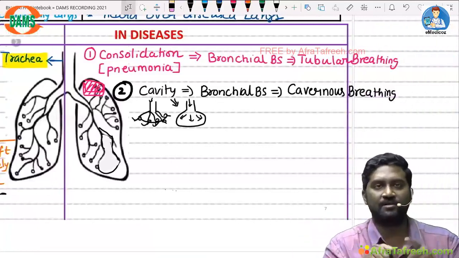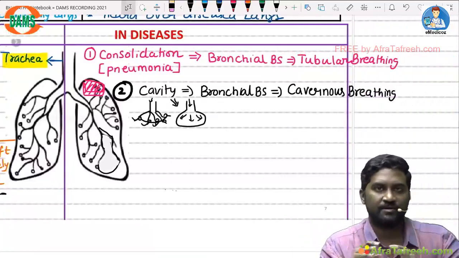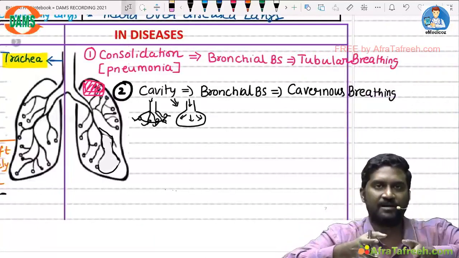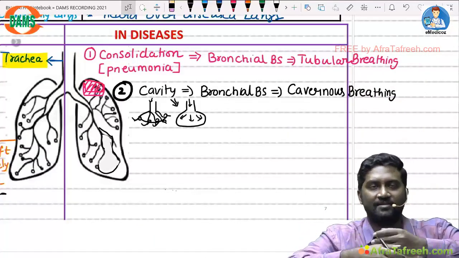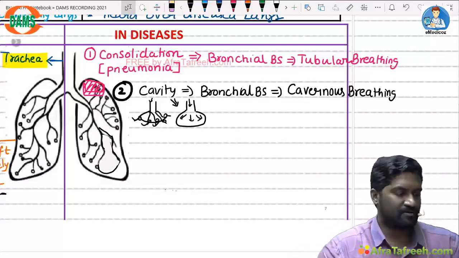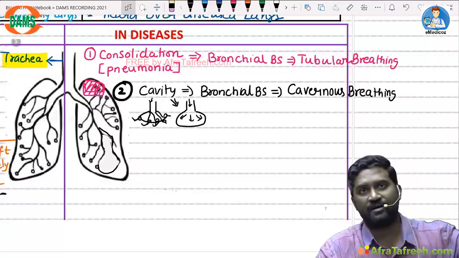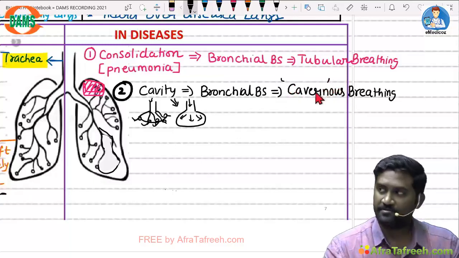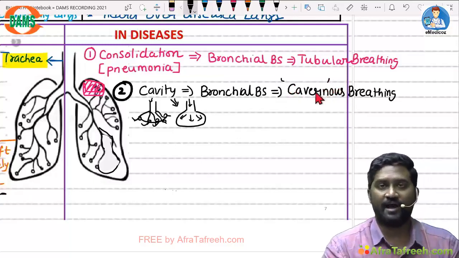Everything is formed into a uniform area. So there is no filtering of this sound. From the bronchus the air will be conducted into the cavity and there will be no reduction of intensity. So this phenomenon is called bronchial breath sound, and because it is happening in a cavity, it is called cavernous breathing. Cavern means cavity.